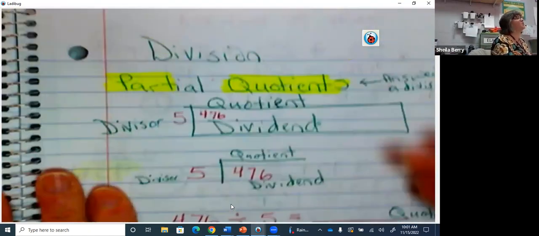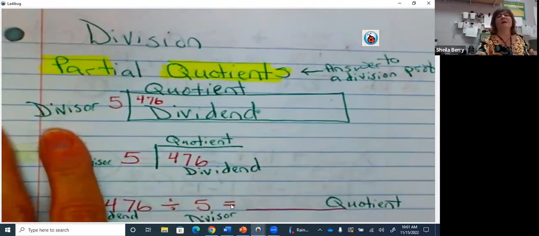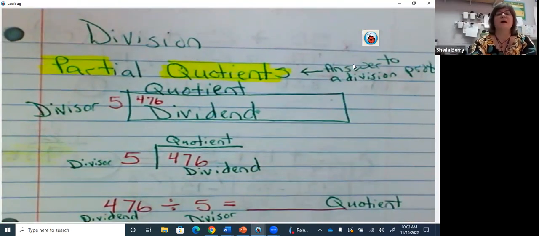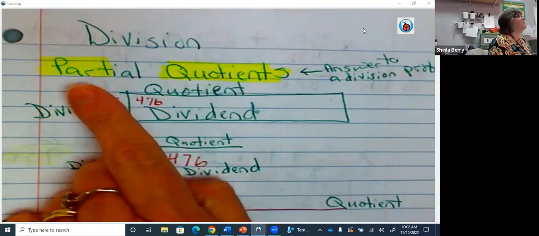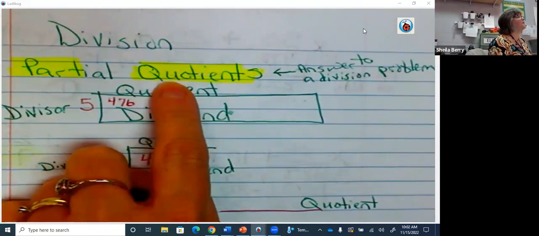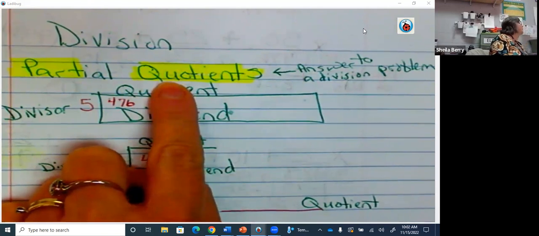Okay. So let's pull up our journals from yesterday. So you guys took some notes, and I want to go back over that. So you started with division, and we looked at division as parts, and we talked about partial quotients, and that means it is part of the answer to a division problem.